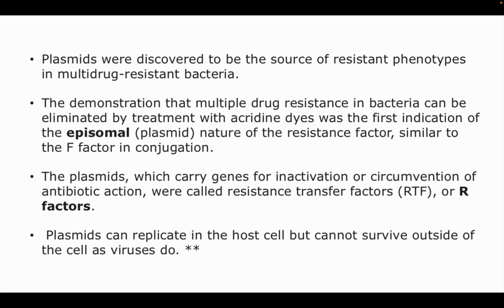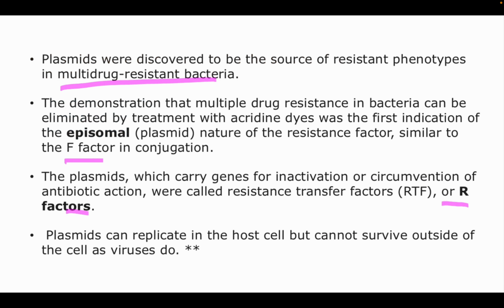Plasmids were discovered to be the source of resistant phenotypes in multi-drug resistant bacteria. So that's, I think, the most common use of plasmids, in MDRs and antibiotic resistance, which you can hear about often. The demonstration that multiple drug resistance in bacteria can be eliminated by treatment with acridine dyes was the first indication of the episomal plasmid nature of resistance factor, similar to the F factor in conjugation. What are these R factors? Because I have mentioned the F factor, we also have here the R factors.